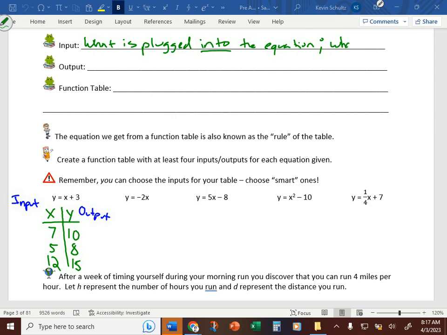Another way to think about it, it's what is being tested, right? We were testing what y is when x is 7. Then we said, okay, what's y when x is 5? And then, okay, what's y when x is 12, right? We put those into the equation to get out the y value. Okay? You've probably talked about inputs and outputs in science experiments before, perhaps, right? That input is kind of what the variable is. It's what's being tested. Okay?